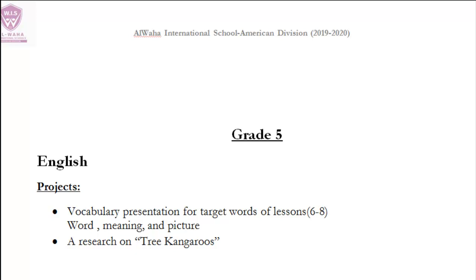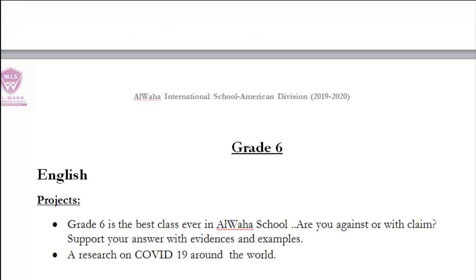Okay, the second one will be a research on the most popular thing that we are living right now, the most famous thing we're going through. It's a research on COVID-19 around the world. Actually, you're sitting at home because of it. We are saying stay safe, stay at home, because yes. So try to explore what is happening around the world these days because of COVID-19.